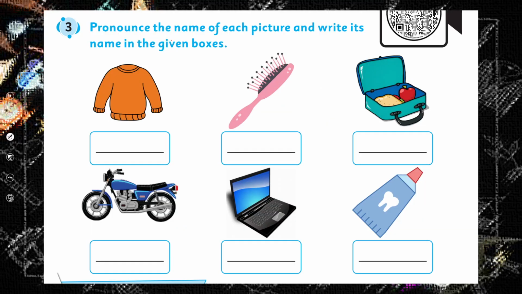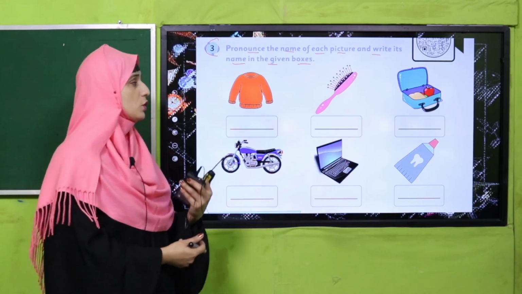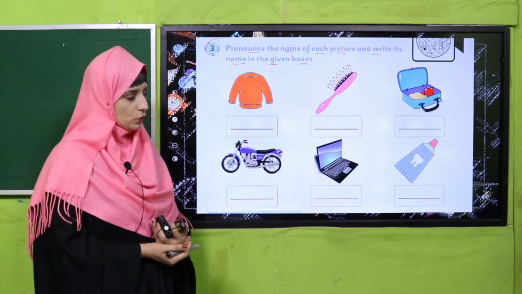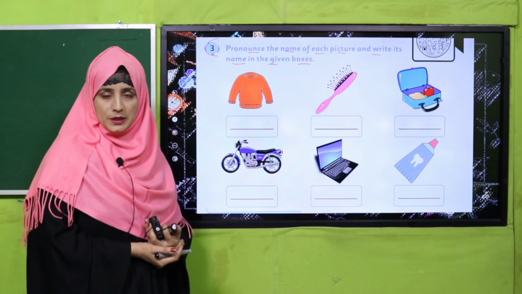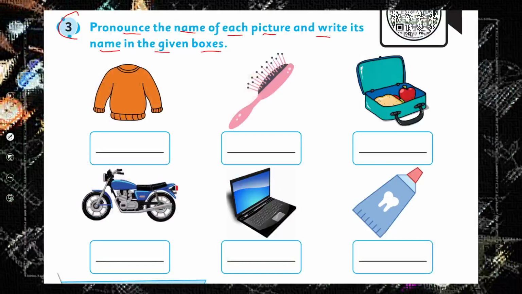number 3. So you have to pronounce the name of each picture and write its name in the given box. The picture is given there, you have to pronounce the naming word, and after that, you have to write that naming word in the space given on your book page. So pause the video and perform this activity in your class.